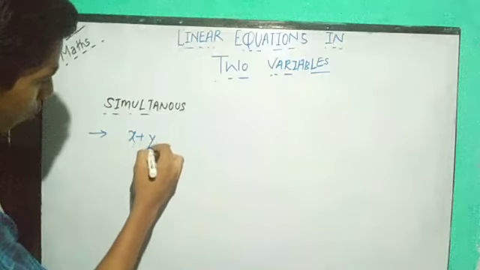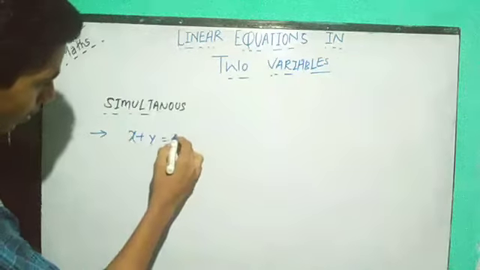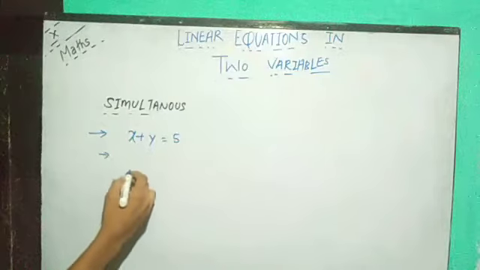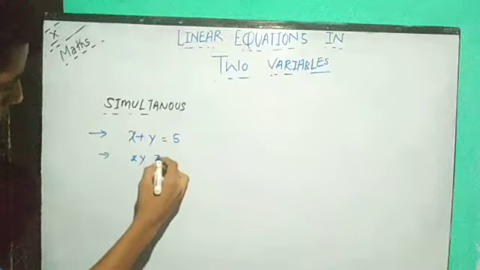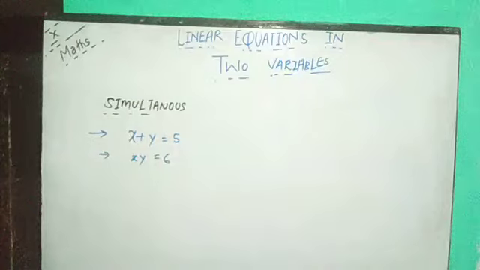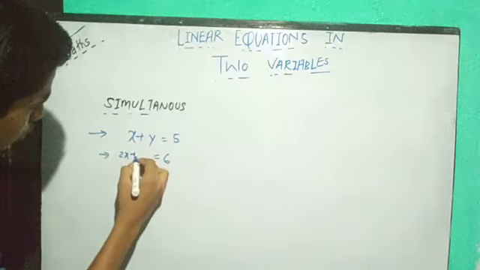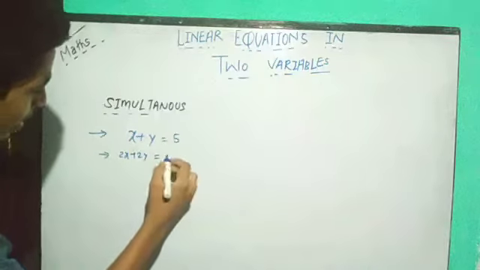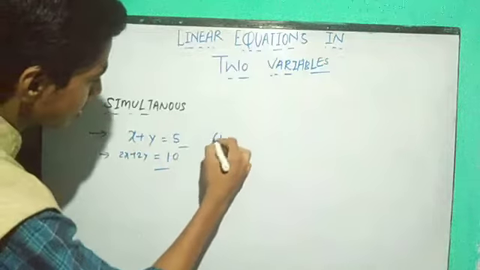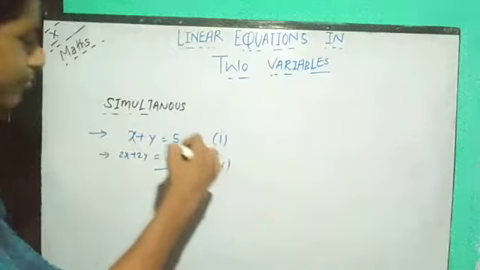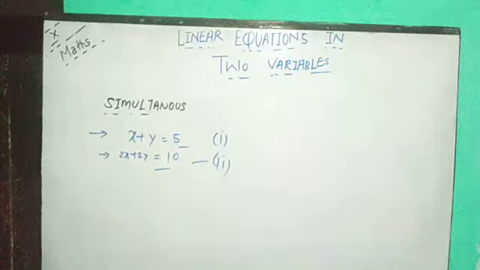x plus y is equal to 5, and xy is equal to 6. Suppose this is our given equation. Now look here, or let me change it: 2x plus 2y is equal to 10. Then only you will get it. Suppose there are two equations, first equation and second equation, given. Now we are going to see what you mean by simultaneous linear equation.